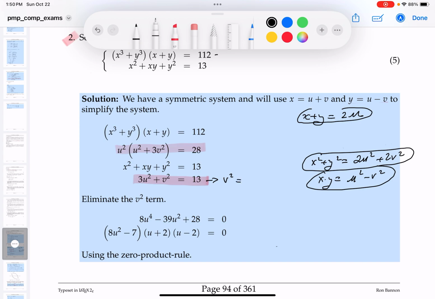And what would v squared equal? It would equal 13 minus 3u squared. And then I would take this and pop it into that equation there. Let's write that down. You get u squared plus 3 times v squared. Well, that's 39, because 3 times 13 is 39, minus 9u squared, and that's going to equal 28.